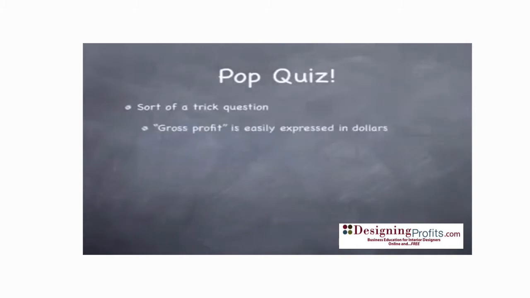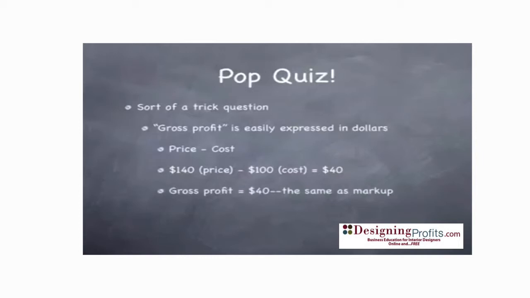Gross profit is easily expressed in dollars. It's your customer's price minus your cost. In this case, $140 minus $100, or $40. So in other words, gross profit expressed in dollar terms is the same as your markup. But profit margin is not typically expressed in dollar terms, but is expressed in percentages.